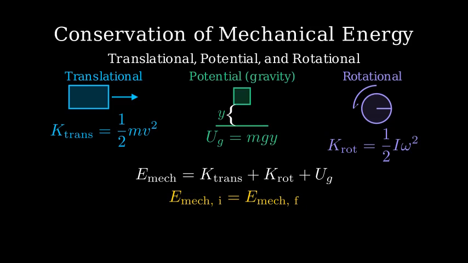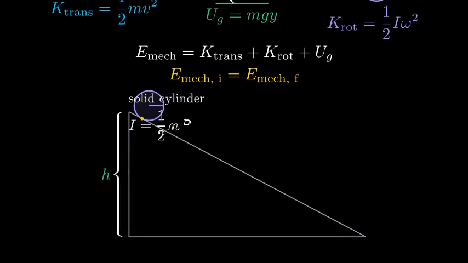Now, the example. A solid cylinder is released from rest at the top of a ramp of height h. It rolls without slipping down to the bottom. For a solid cylinder, the moment of inertia is 1/2 m r squared. Let's draw a clear, to scale diagram, and then animate the rolling.